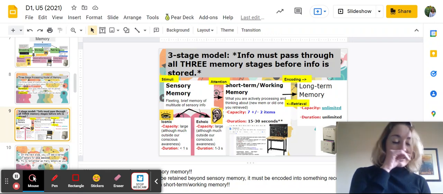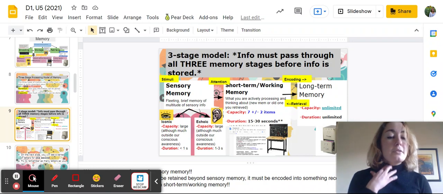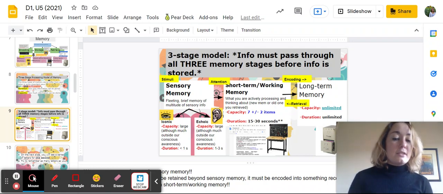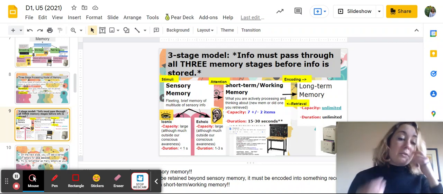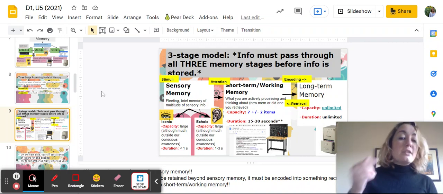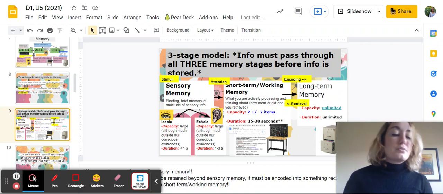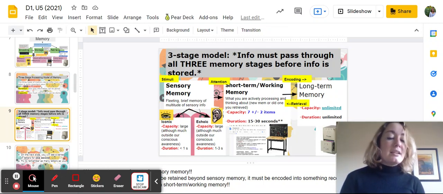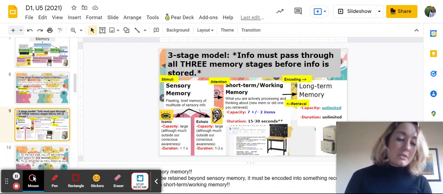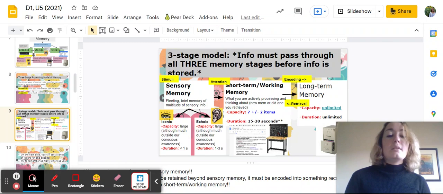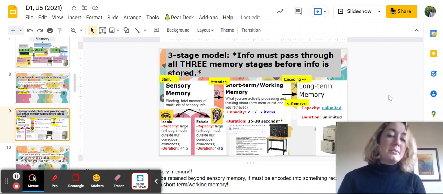So capacity, 7 plus or minus 2 items. And that's why, when you're trying to remember a phone number, it's not going to stay there very long. You have about 15 to 30 seconds where you can really remember it before it goes kaput. So that's why you engage in rehearsal, which is the act of saying it over and over again, chunking it, breaking it down into smaller sections to try and expand the capacity and the duration of your short-term or working memory.